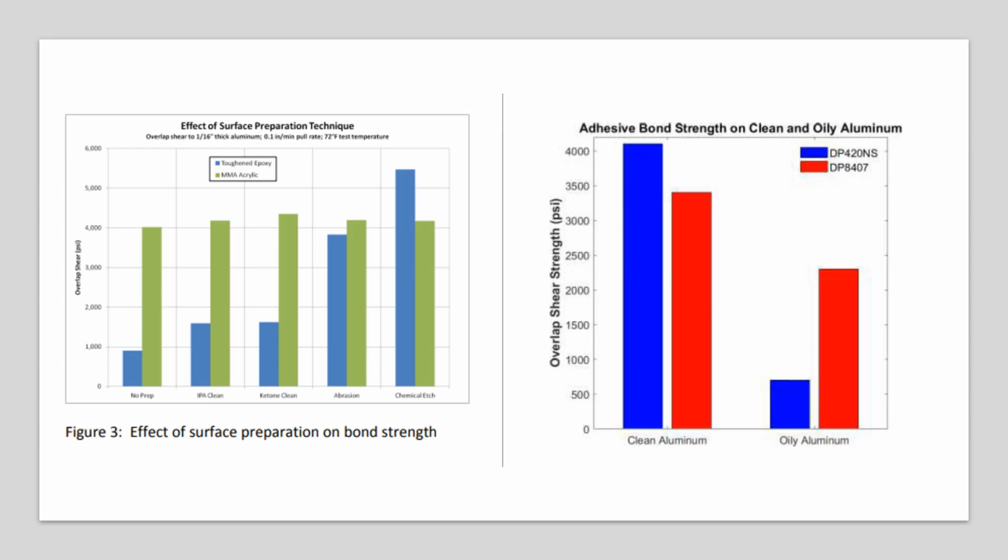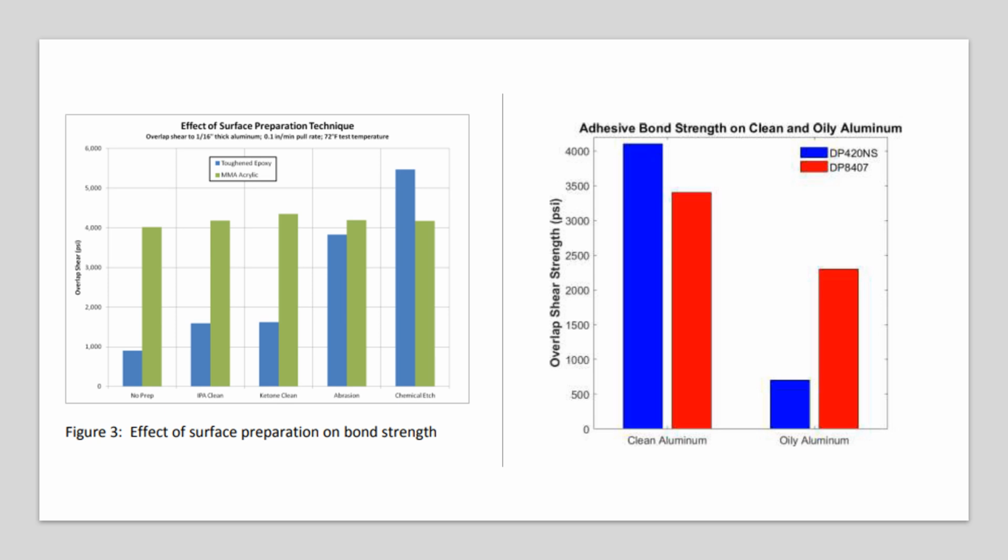Going back to what I mentioned earlier, I wanted to share these two graphs of surface prep techniques on epoxies versus acrylic structural adhesives. So on the left-hand side in the blue, you have your toughened epoxy, a product like the 3M DP 420 that you saw in the video earlier in this slide. And then you have your methyl methacrylate MMA acrylic in the green, which is a 3M DP 8407 NS type product.